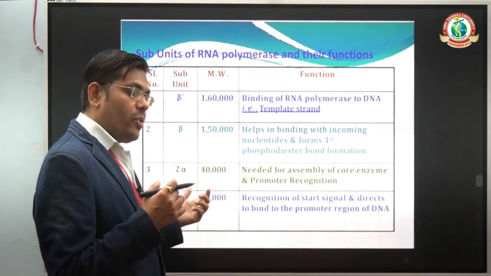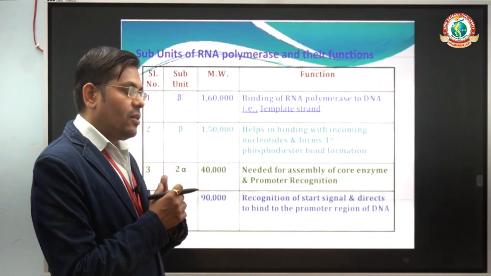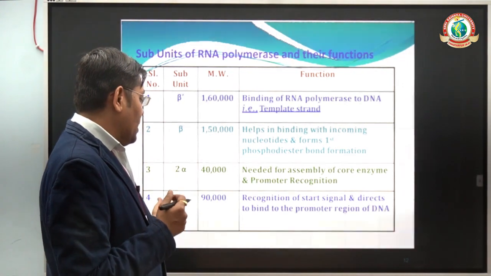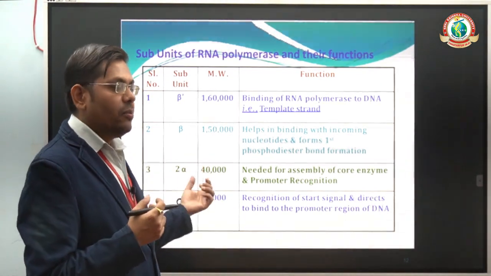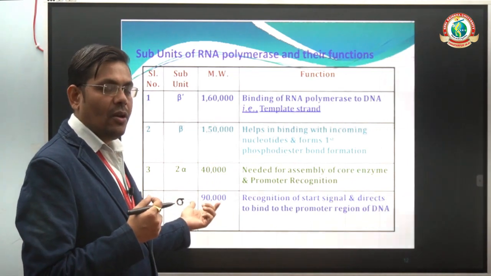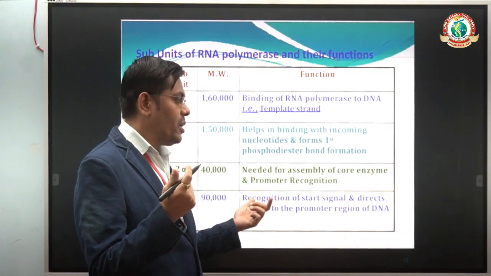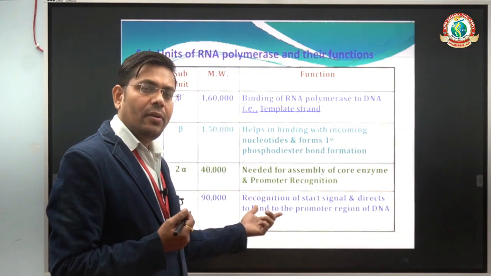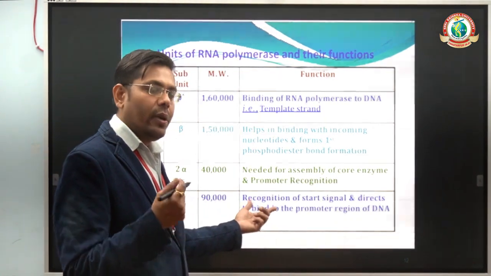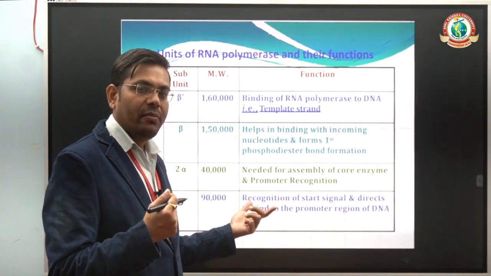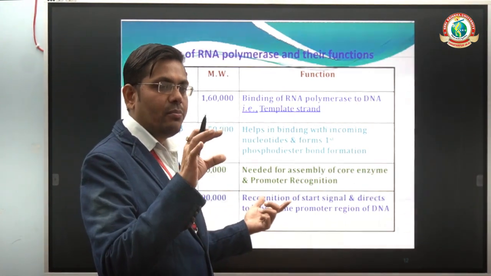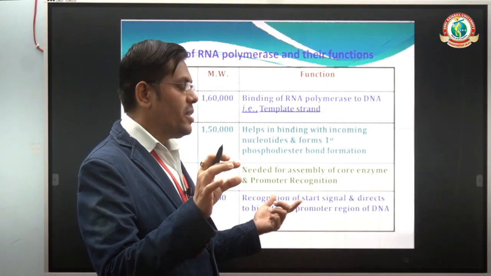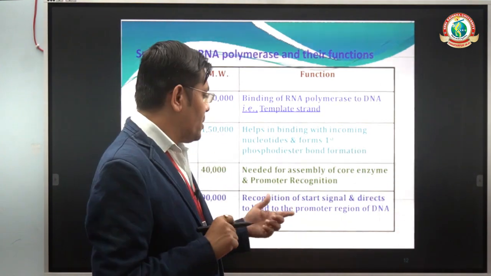It is a very important question for NEET and other competitive examinations, where it has been asked which subunit or factor of RNA polymerase is required for the initiation of transcription. It is the sigma factor of RNA polymerase, which recognizes the promoter sequence present on the promoter of the DNA.